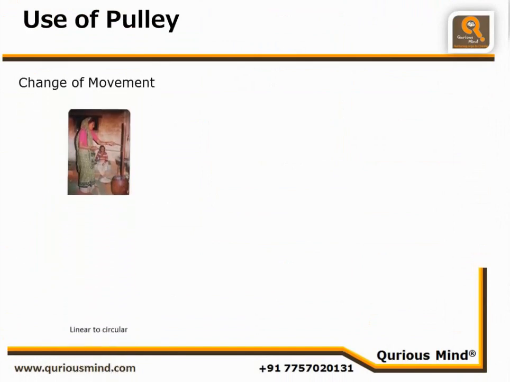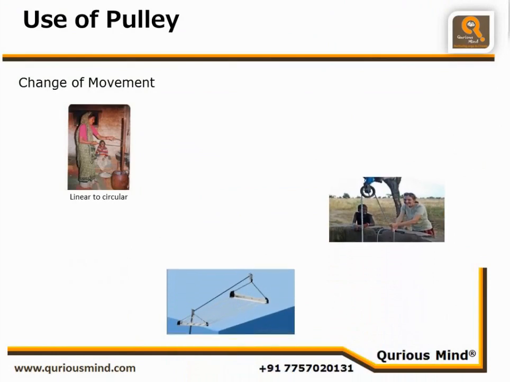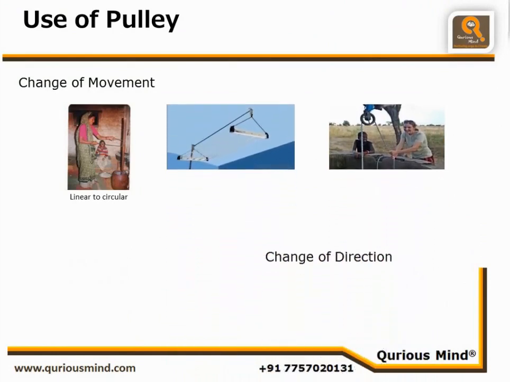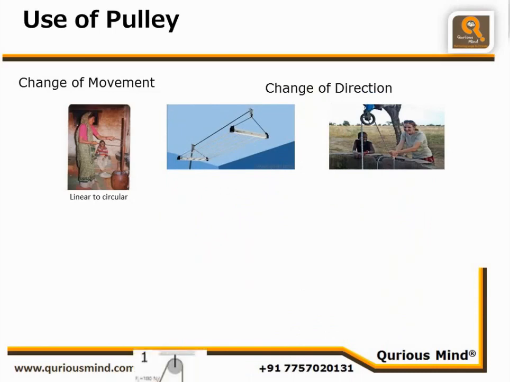In the butter making example, the linear motion is converted into a circular movement. In the well and clothes dryer example, we are changing the direction of movement. Pulley has another important usage. When we use one pulley, the pulling effort felt is same as actual effort and the displacement of the load is same as the distance pulled.